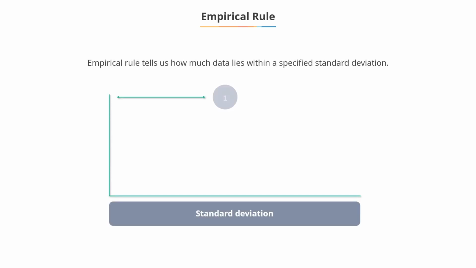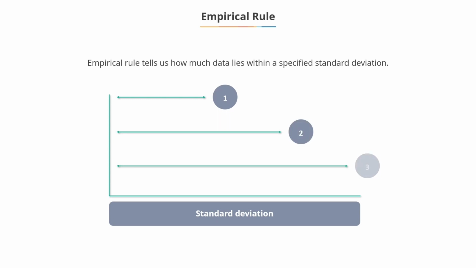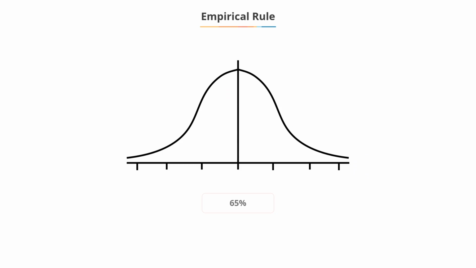Now, let us look at what empirical rule is. To put it simply, empirical rule tells us how much of the data lies within the 1, 2, and 3 standard deviations. Take a look at this bell-shaped curve, that is, frequency curves which are symmetric and moderately peaked. In other words, neither flat nor too peaked.